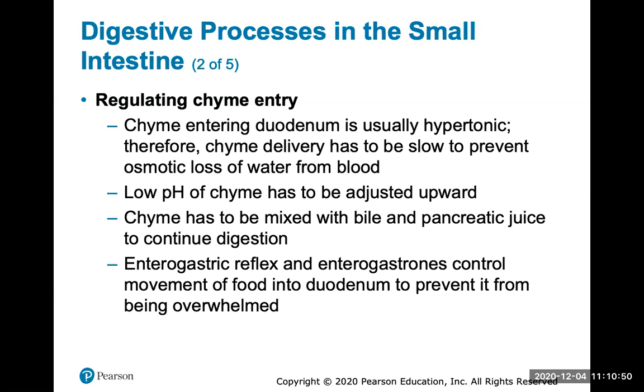Regulating chyme entry, chyme delivery has to be slow to prevent osmotic loss of water from the blood. The low pH of the chyme has to be adjusted upward. Remember, this chyme came from the stomach, so it's incredibly acidic. So the chyme is mixed with bile and pancreatic juice to continue digestion. That's why the major duodenal papilla empties out into the duodenum right when the chyme gets there from the stomach, to try to make it less acidic.